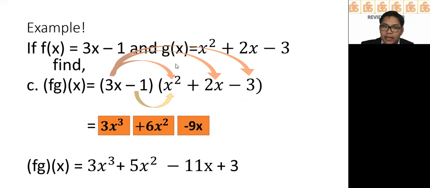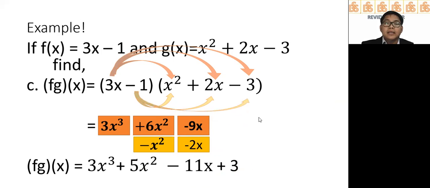In that case, again, distribute. Okay? So negative 1 times x squared is negative x squared. Negative 1 and 2x is negative 2x. And negative 1 times negative 3 is positive 3. So I intended to align it this way so that we can easily simplify. So here, 3x cubed, there is no other 3x cubed below, then just write it as it is.